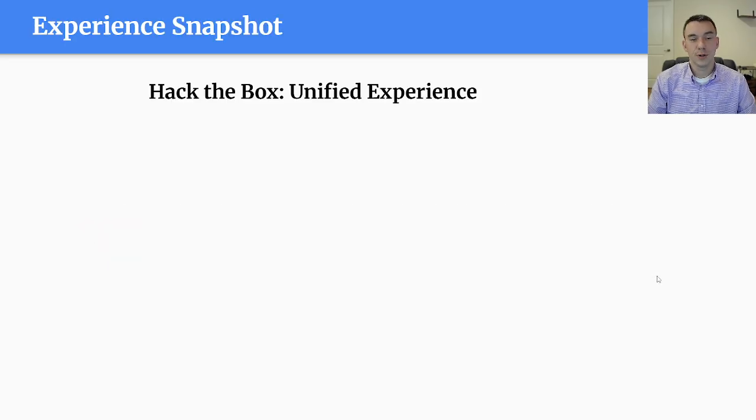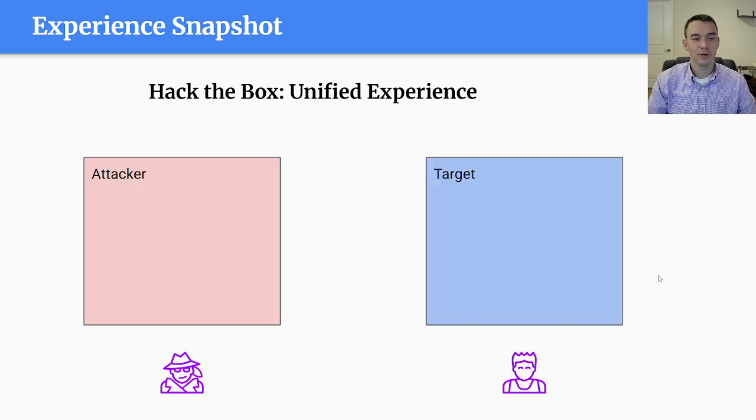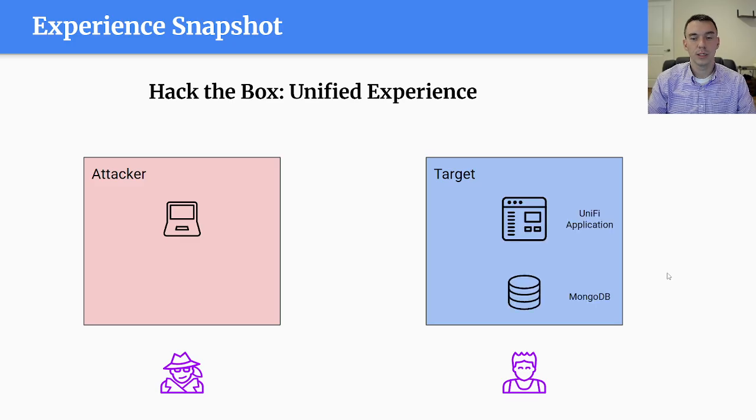So for this, I did a whole new Hack The Box machine called Unified. To explain the experience of it in a nutshell, without subjecting you to about 20 minutes of me actually going through it, here's how it worked. We had an attacker environment and a target environment, right? We started off with our standard machine on Kali Linux. And after recon, we realized that we have a Unify application and MongoDB in the target environment.